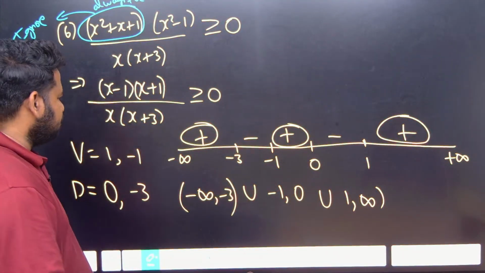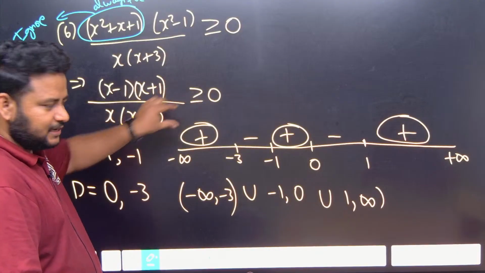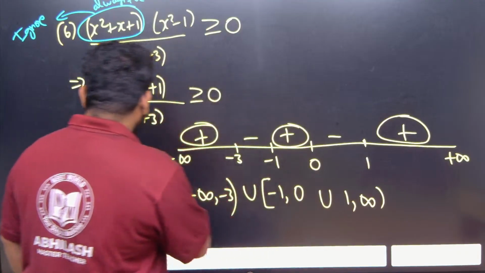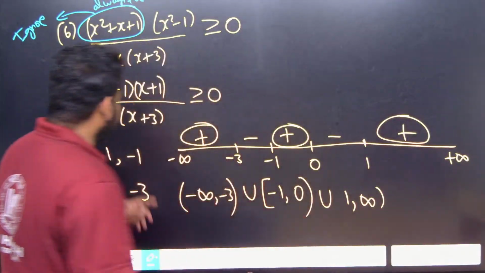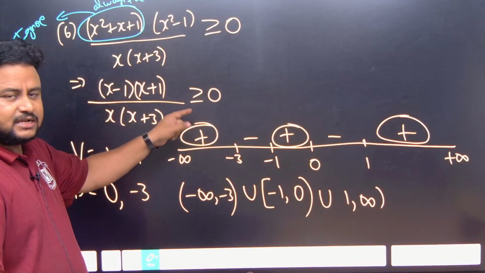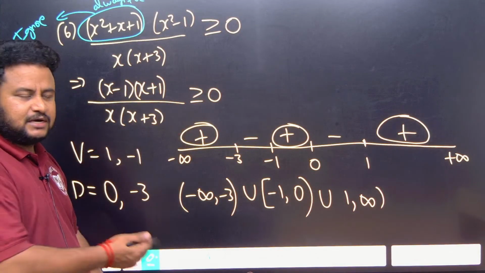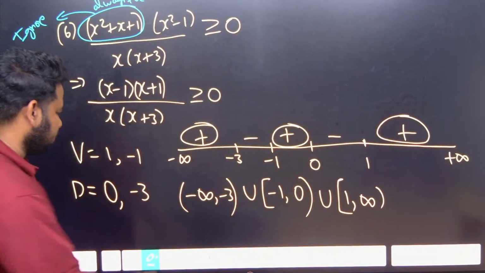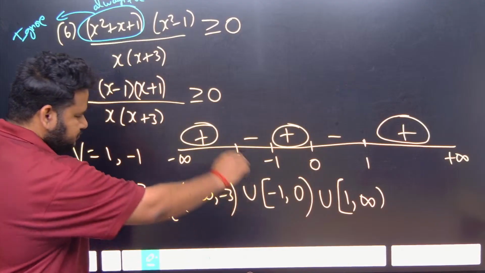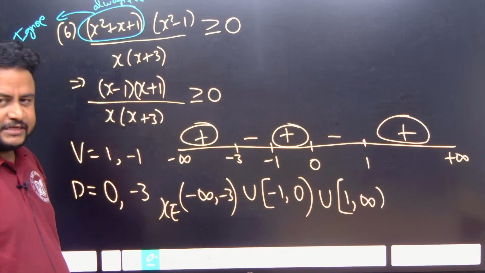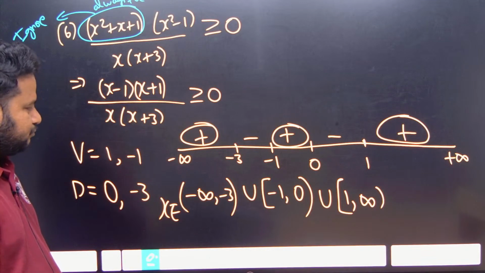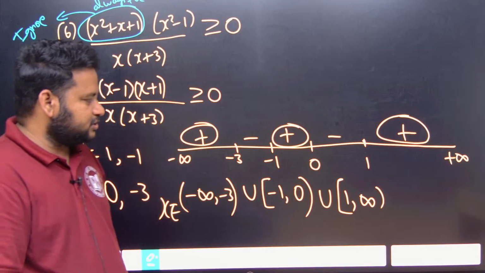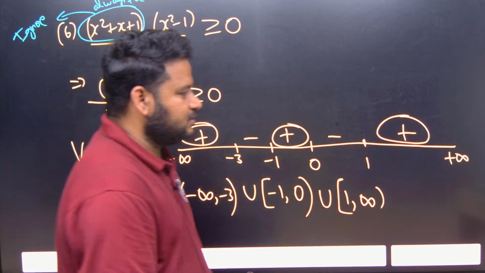Minus 1: it is greater than or equal to, so equal to is coming, like I told, and this will become a closed interval. 0 is a discontinuous point, so it will be an open interval. 1 is a vanishing point and it is greater than or equal to 0, so equals is there, and it will become a closed interval. So x belongs to minus infinity comma minus 3 open interval, union closed minus 1 comma 0 open interval, union closed 1 comma infinity open interval. This is the way to solve this question.